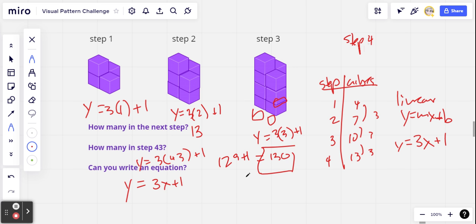Well, how did that go for you? Did you see that this was a linear pattern from the beginning, or did the three-dimensional shapes maybe lead you down a different path? Let me know.